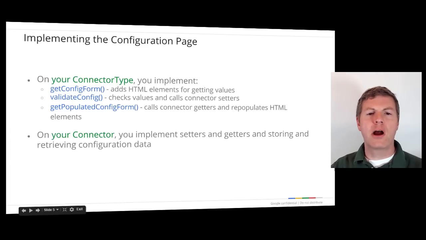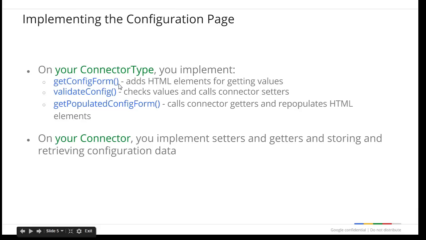To generate this form and process the data sent from the form, you'll need to implement three methods within your custom connector type. The getConfigForm method is used to build the initial empty HTML form. The validateConfig method receives the form data and sets the appropriate values within the connector. The getPopulateConfigForm method retrieves previously saved connector values and rebuilds a completed HTML form when an administrator needs to reconfigure the connector. You will need to implement the accessor and mutator functions, getters and setters, to read and write configuration data.